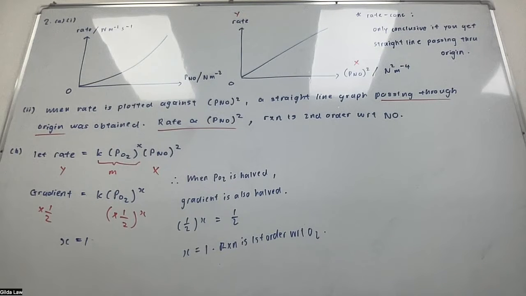If you look at the gradient, in general you should come out with a y equals mx plus c equation, and you see how this affects it directly. So the gradient is the partial pressure of oxygen.